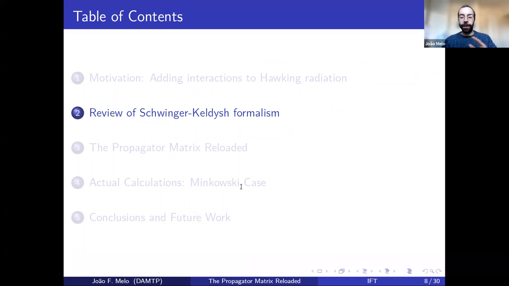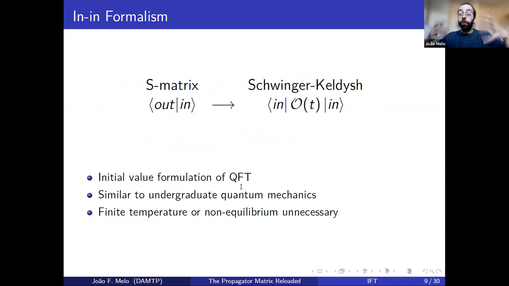So, okay, what is the Schwinger-Keldysh formalism? Essentially, when we're doing scattering amplitudes and calculations for CERN or LHC, we use the S matrix, where we put in an in state and an out state, and we calculate the transition amplitude between these two states. Schwinger-Keldysh is a bit different, also called the in-in formalism. Sometimes people give a slightly different meaning to these two, but this won't concern us too much. We take an initial state, put our initial conditions at some time t, and then we evolve. And then we calculate the expectation value of some operator. This is an initial value formulation of QFT.